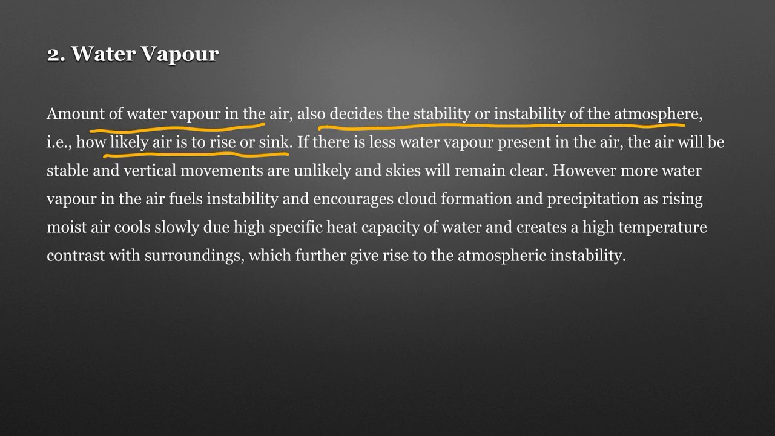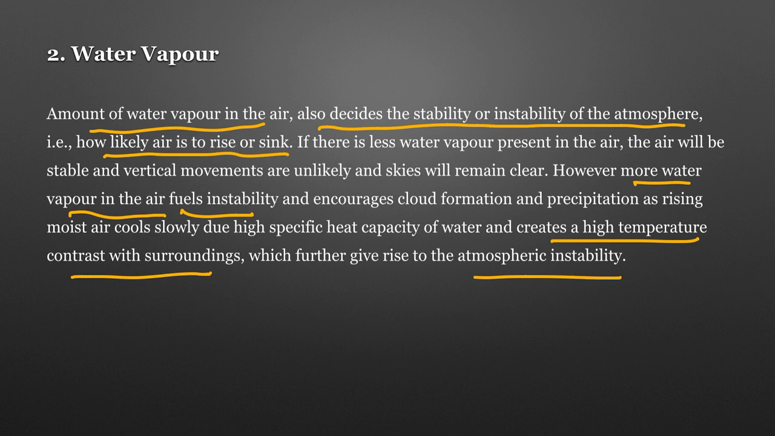If more water vapor is present in the atmosphere, it fuels instability. How? More water vapor leads to more vertical movement. With more vertical movement, there will be temperature drop and condensation. This will encourage a higher temperature contrast with the surroundings. This further fuels the instability in the atmosphere, and thus all this leads to cloud formation and precipitation.